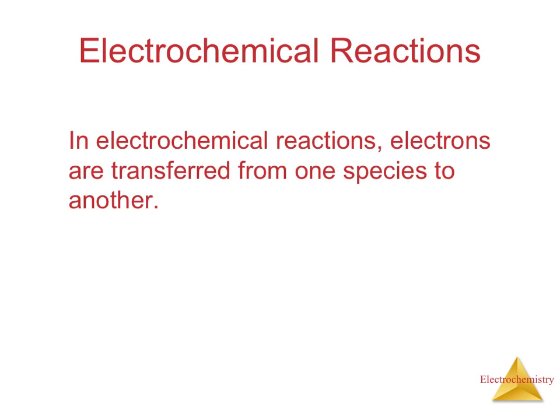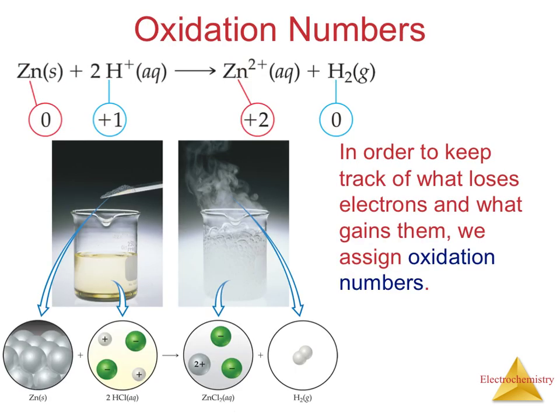For electrochemical reactions, electrons are transferred from one species to another. And these can be in the gas phase, in solution, or in solids. In order to keep track of what loses electrons and what gains electrons, we need to assign oxidation numbers. Things to remember: anything in its elemental state has an oxidation state of 0. Typically, for species with a charge on them, their charge is their oxidation state.